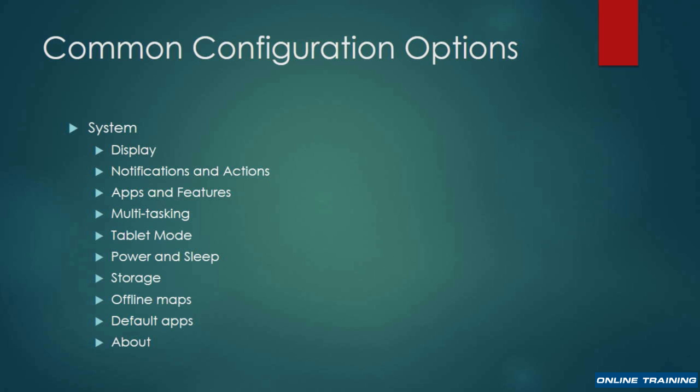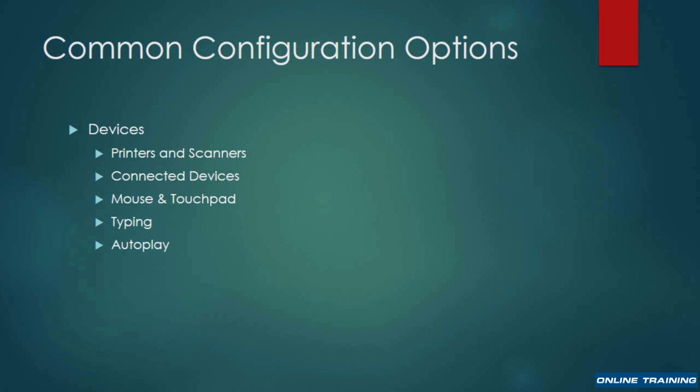And we had some information about offline maps, more pertinent on a phone or a tablet, but you could download maps. And then default apps, deciding what's going to happen for particular file types, what app is going to be associated with certain file types. Yes, there's something there that is in Control Panel as well. It's in Control Panel under Programs and Features, but in the Settings app, it's in the System section.